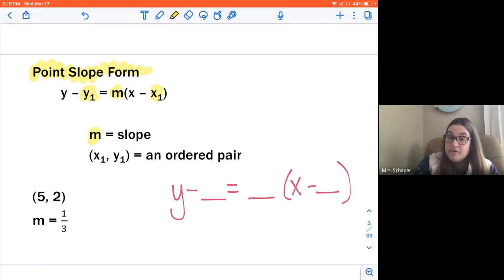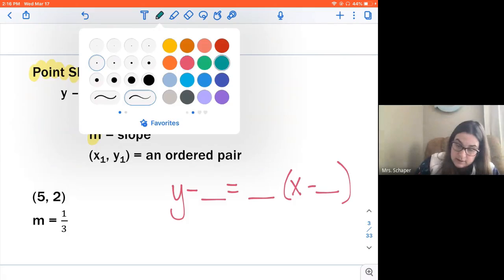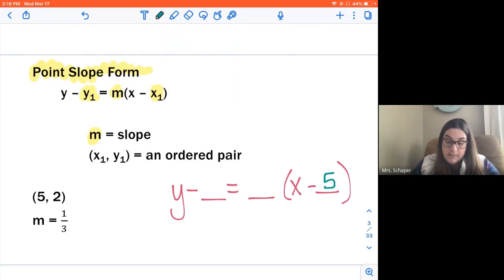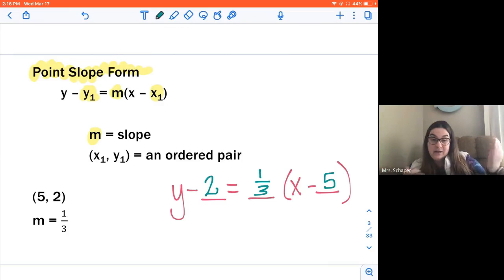Okay, so if I use the information that's on the left of the screen, what I'm going to do is substitute in my 5 for x sub 1. So that's going to go over here. My 2 for y sub 1, that's going to go right here. And my 1/3 goes right here. All right. So what's written in red is the standard way of writing the pieces. And then the green is what we put into that equation to make it work. Like we put in slope and y-intercept for slope-intercept form, we put in a point and the slope for point slope form. All right. So there we go.